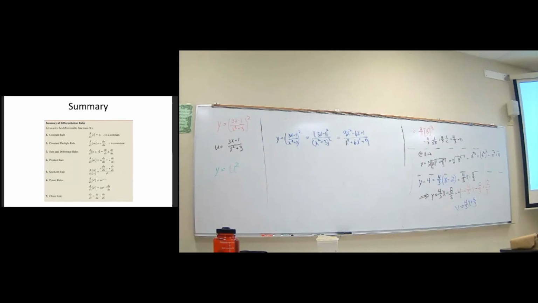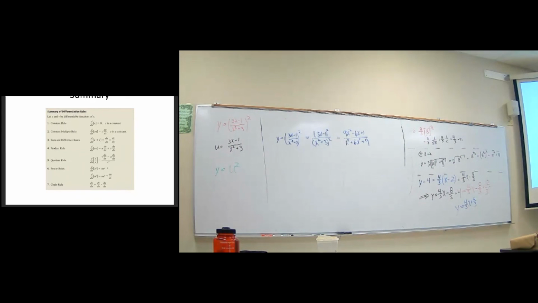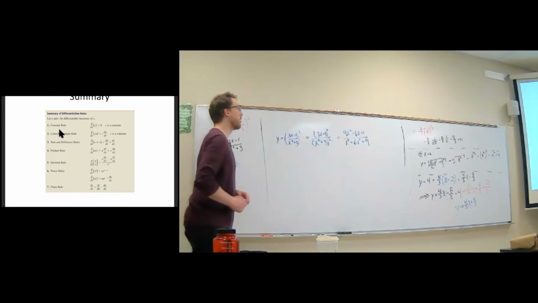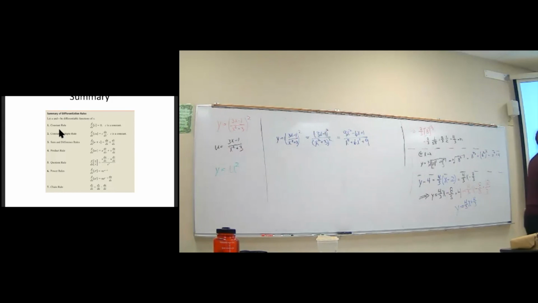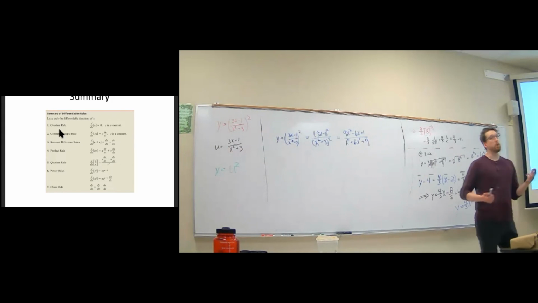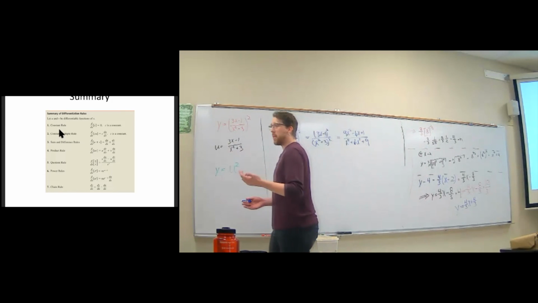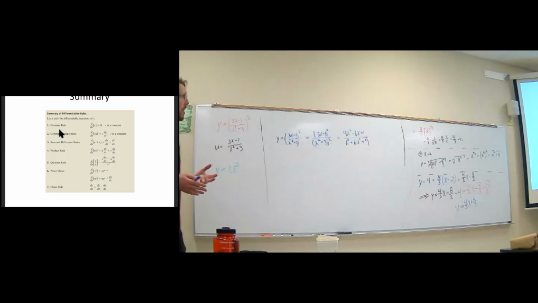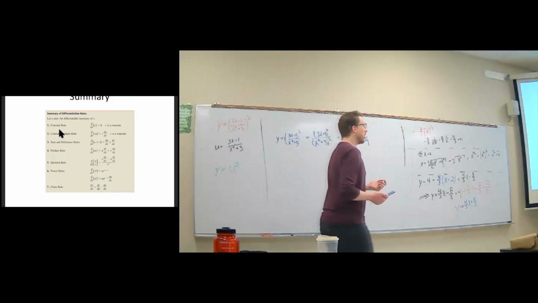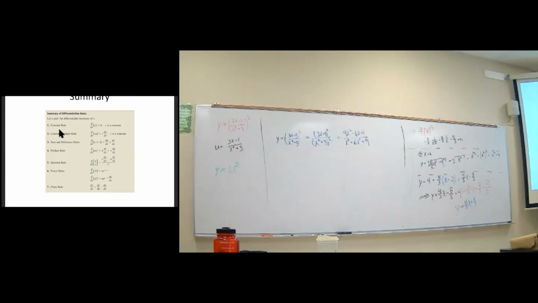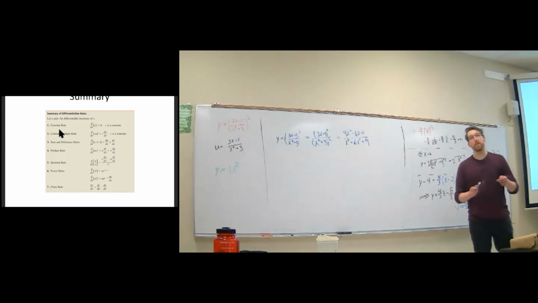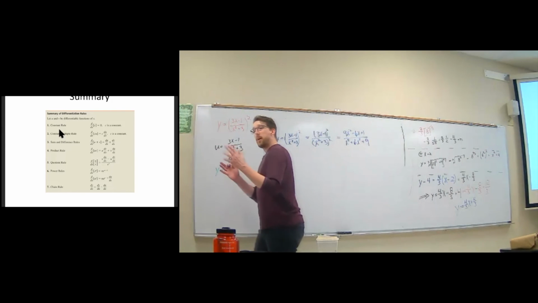Okay. So a quick summary of everything we've done up to this point. We've got the constant rule, which says the derivative of a constant is 0. We've got the constant multiple rule, which just says if you're multiplying a thing by a constant and taking the derivative of all of that, just go ahead and pull that constant out. Take the derivative and then multiply the two back together. Sum and difference rule says the derivative of the sum of two functions is equal to the derivative of each function added together.